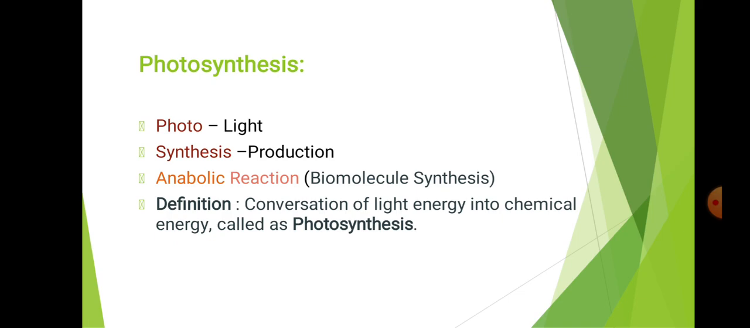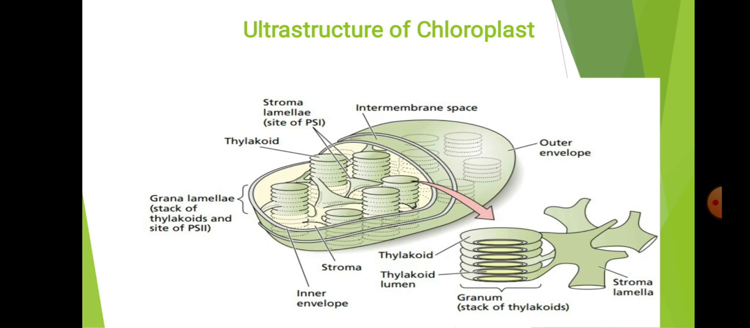And all the biochemical reactions that come into the category of synthesis are called anabolic reactions. Now see the definition of photosynthesis. Conversion of light energy into chemical energy is called photosynthesis. This is the simplest definition of photosynthesis. Now photosynthesis generally takes place in the chloroplast.